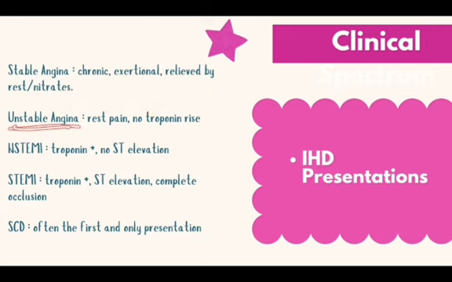Now is STEMI or ST elevation MI. Here there is complete occlusion, troponin is up, ST elevation, and this is your 90-minute window. If this 90-minute window is crossed, there will be myocardial infarction. And here time is muscle, literally. And then there will be sudden cardiac death, which is sobering, because sometimes this is the first presentation of ISD, no warning. That is why primary prevention is very important.